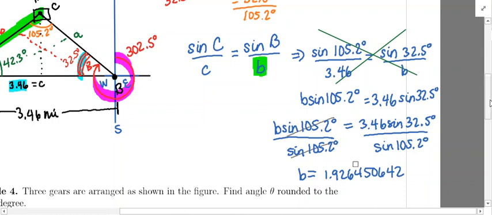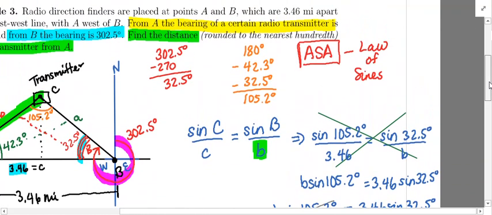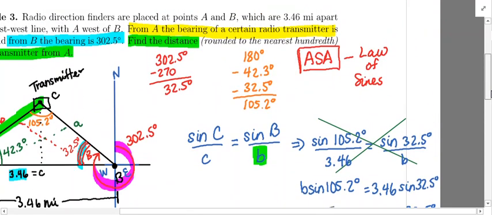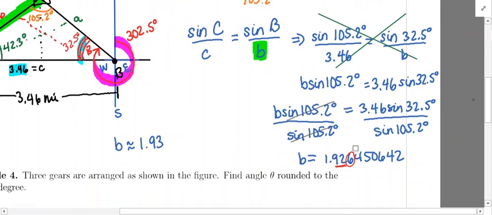We need to go ahead and round it according to the directions. The directions say round to the nearest hundredth, which is 2 places after the decimal point. So after the decimal point, we've got 92. There's a 6 that comes after, so we need to bump up to 0.93. So the side length B that we're looking for, we can go ahead and say that's approximately 1.93, and we need to put units on it. This is a distance. Distance is being measured in miles here. So here is your answer. This is the distance from point A to the transmitter.